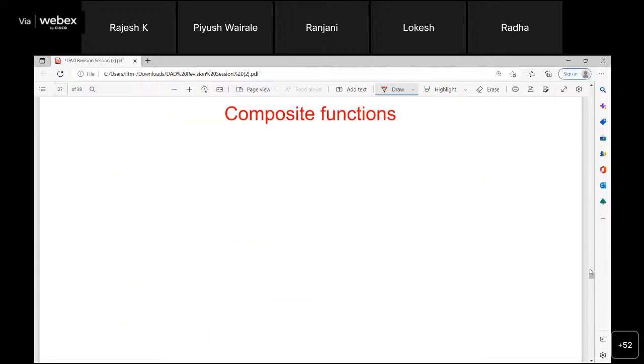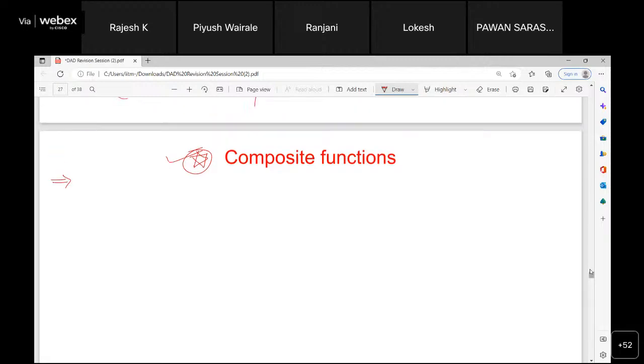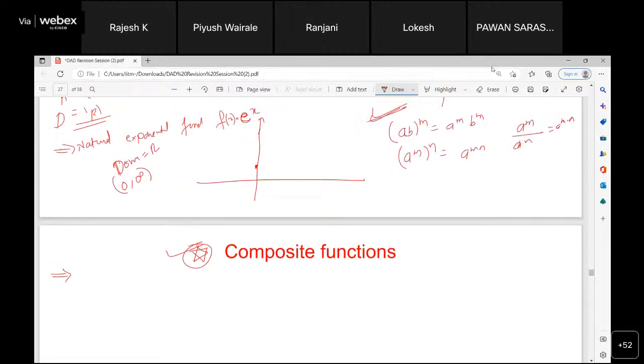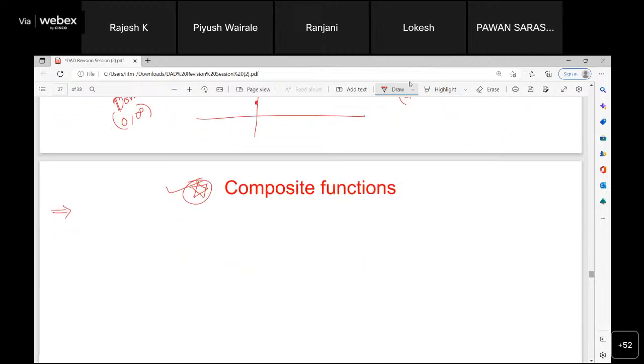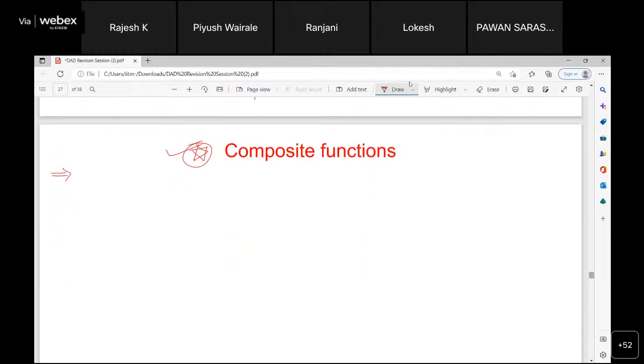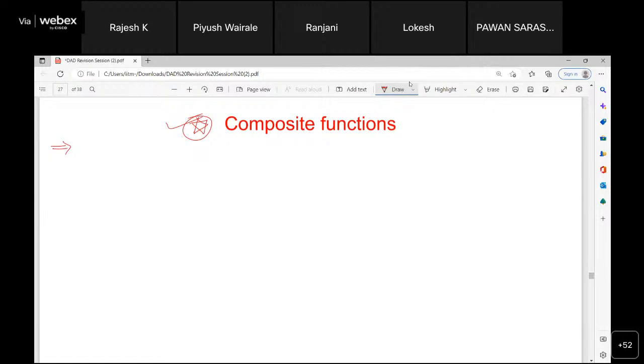Is anyone? What is a composite function? Sir, I have a question. Sir, will you upload the video on YouTube? Because I am not able to connect. My mobile is facing some issues today. Yeah, so after the session, we'll upload this video on YouTube. Don't worry. Okay, sir. Thank you, sir. Then I will also share the PDF.